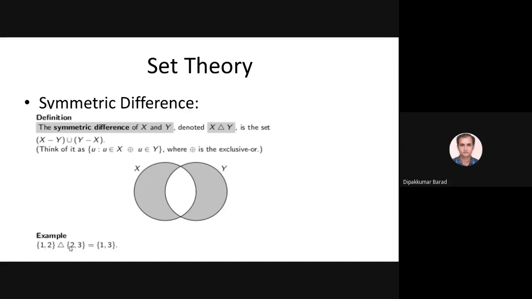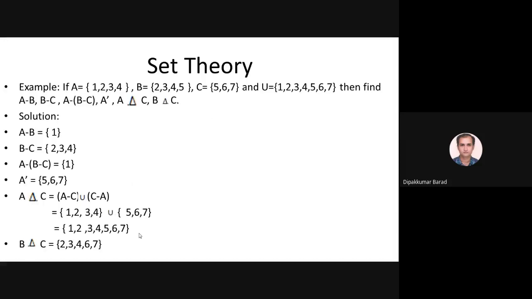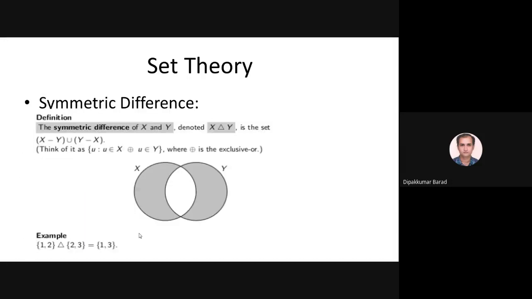For example, take the sets {1, 2} and {2, 3}. The symmetric difference of {1, 2} and {2, 3} is {1, 3}. So the common element is removed. The common element of the sets will be removed in a symmetric difference. By definition, X delta Y is nothing but X minus Y union Y minus X.